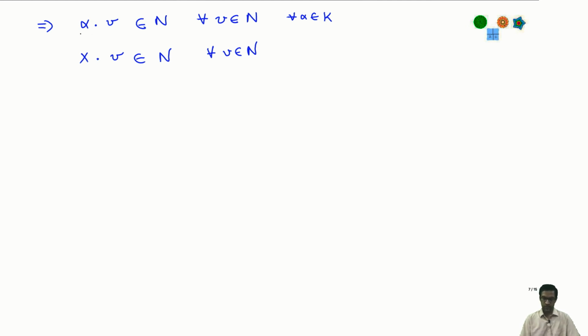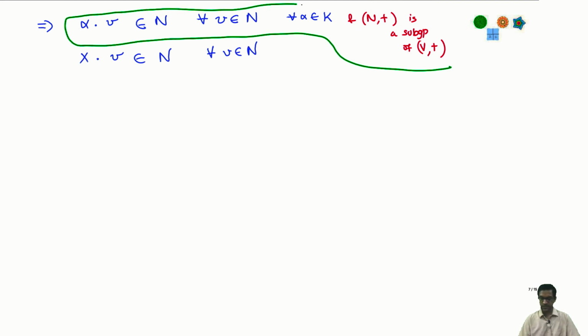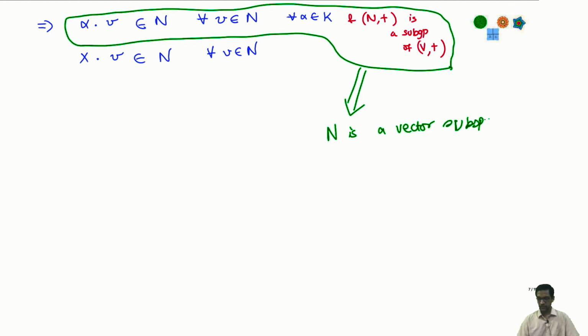Okay, so this property, together with the fact that, recall, we also know something more about N, that N is closed under addition, is a subgroup. So these two properties tell you exactly that N is a subspace. This is exactly what a vector subspace is. So these two properties, what I marked in green, say that N is a vector subspace of V.